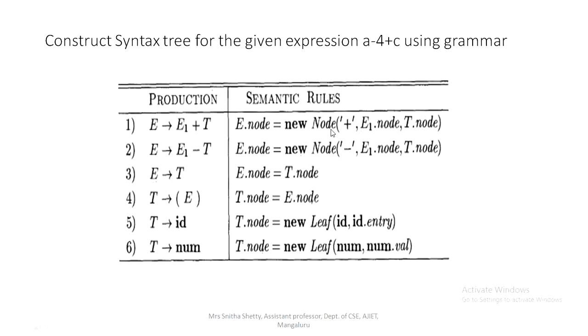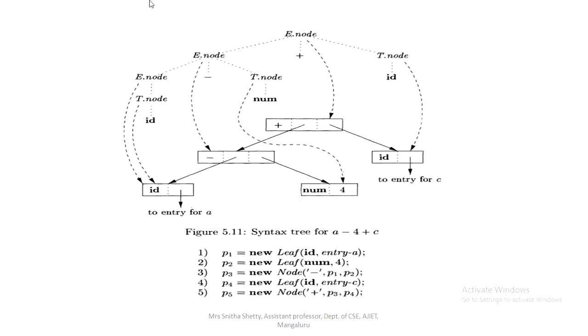And why is it new node here? Because I'm constructing using a pointer concept. You can just write node, but I'm showing the dependency graph with the pointer concept, so I'm using new here. That means I'm creating a new node. First is the operator, next two are the operands. So you can see this is the dependency graph for a minus 4 plus c.